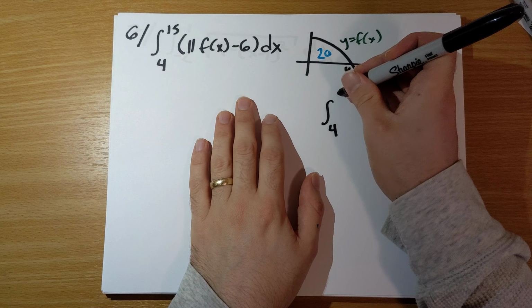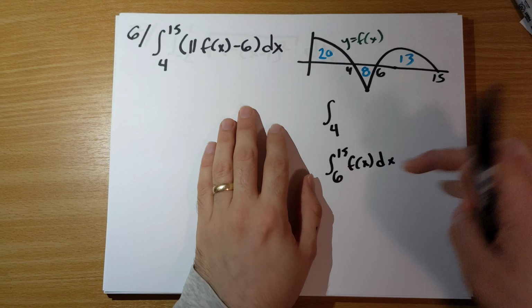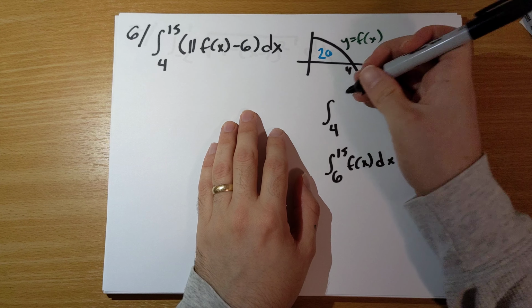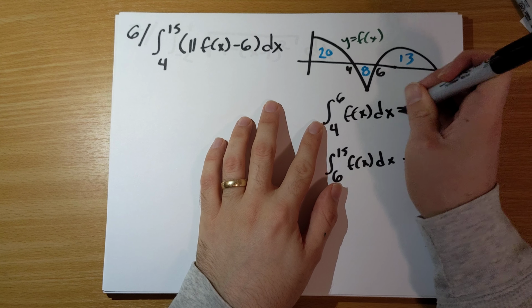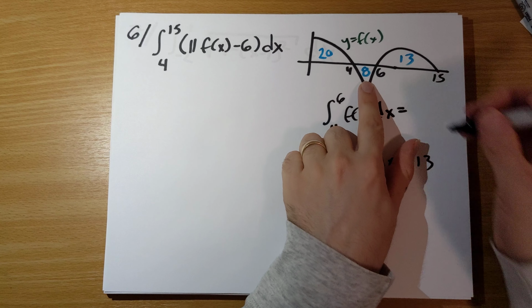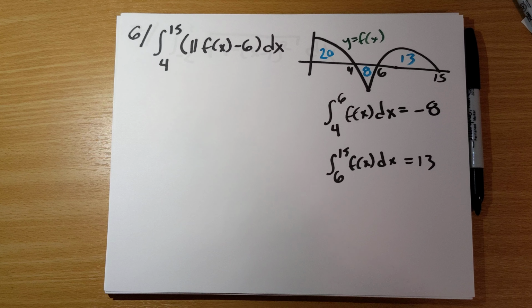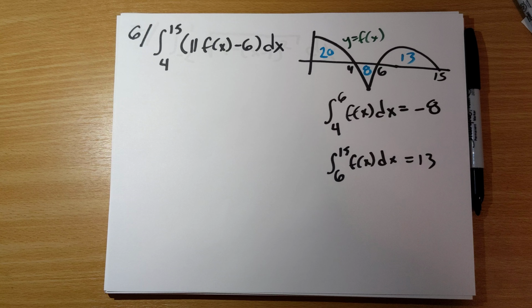Let me do the easier one first. The integral from 6 to 15 of f of x dx is going to equal 13. But the integral from 4 to 6 of f of x dx is going to equal negative 8. Why is that? For definite integrals, if you have area under the x-axis, it comes from the negative sign. We care about signed area, as we say here. So this picture gives us these 2 definite integrals that we'll care about.